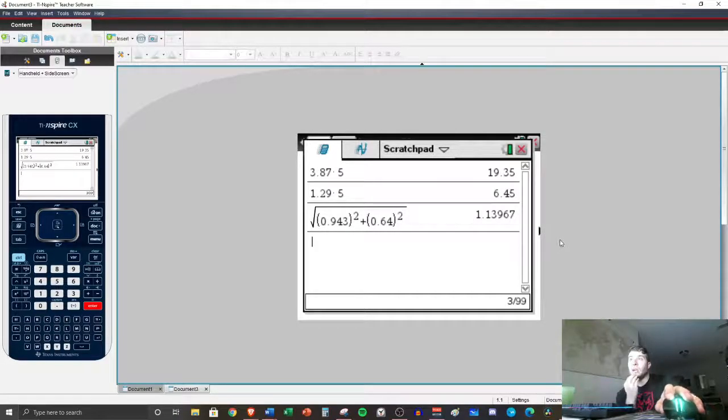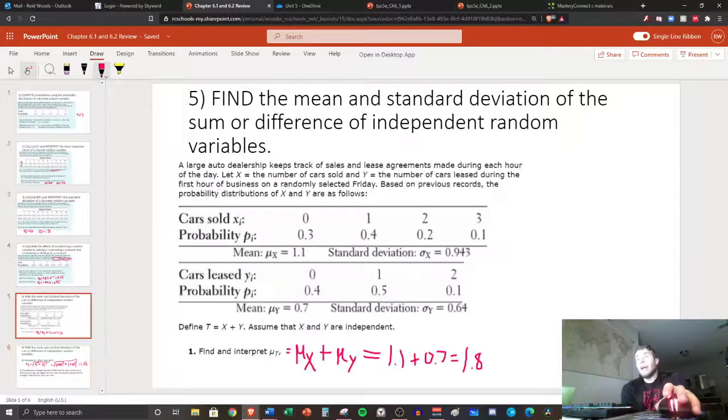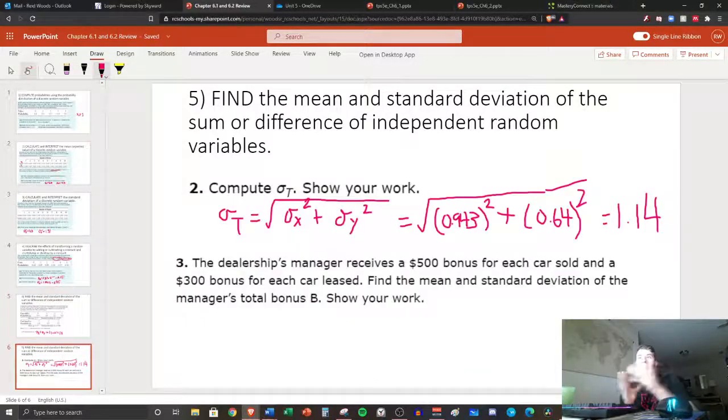So we get 1 point, and I'll round that up to 1.14 as the new standard deviation of these combined variables together. So he can expect, on average, to sell or lease a combined 1.8 cars. And we're expecting that to vary by 1.14 cars.